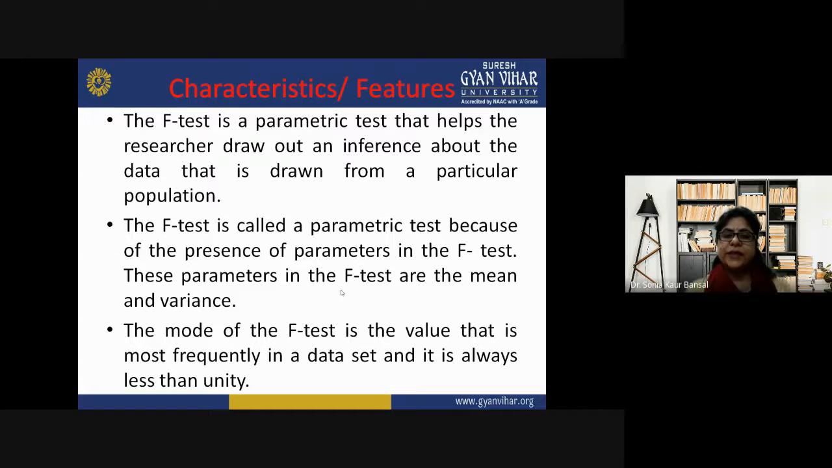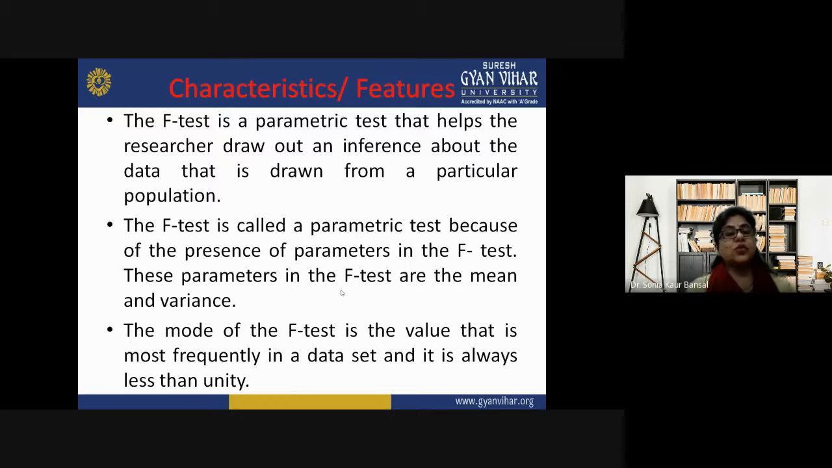Now students, let's have a look at the characteristics or features of the F-test. Why is it so important, and why, when you are using statistical treatment, does it become so necessary for a researcher who is studying 2 or more groups? The F-test is a parametric test that helps the researcher draw an inference about the data that is drawn from a particular population.